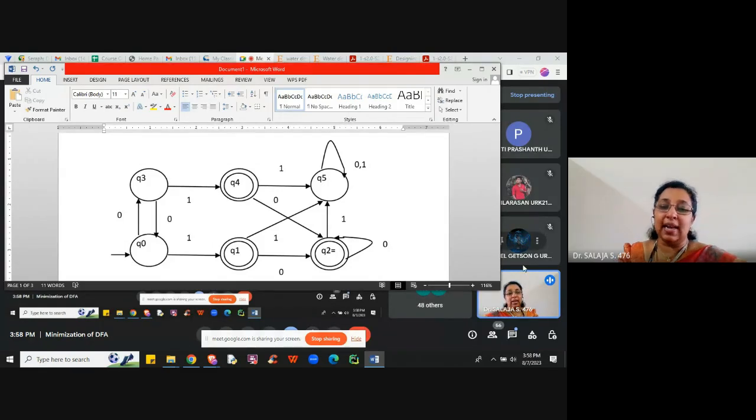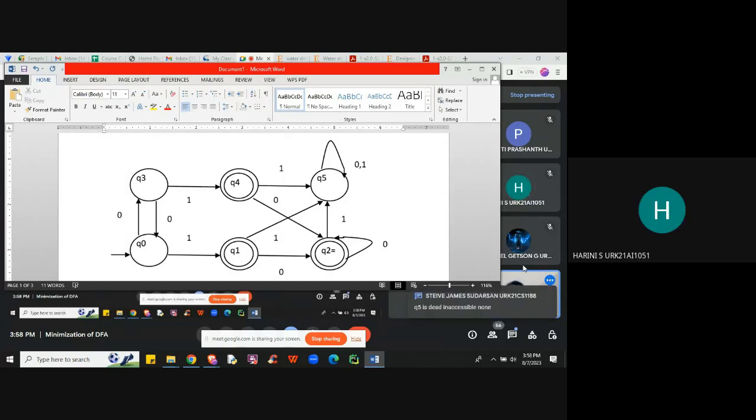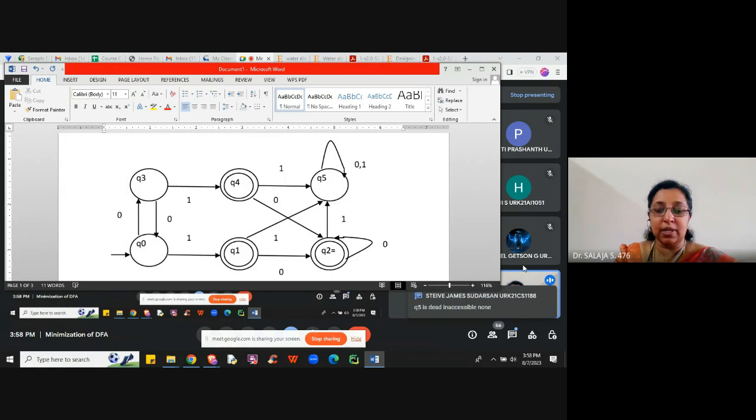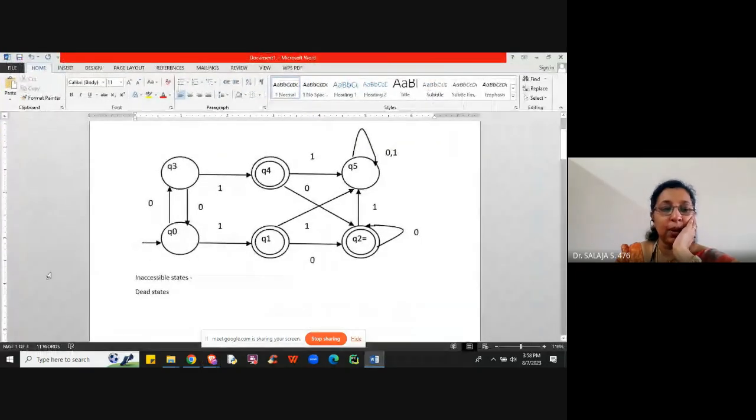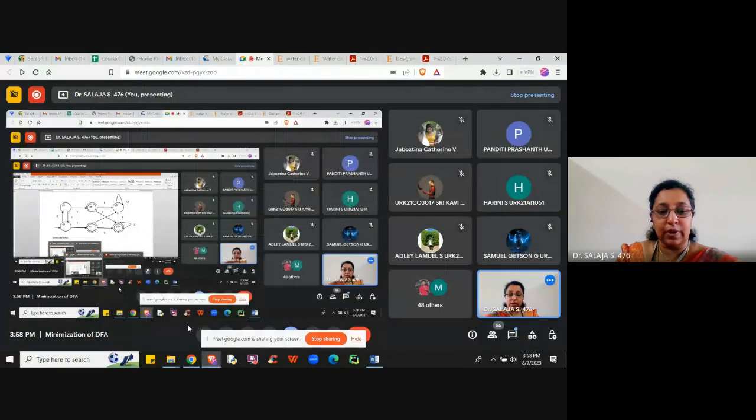Okay, I'll give you the last option. Is Q5 inaccessible or a dead state? If it is inaccessible, give the answer as 1. If Q5 is a dead state, give the answer as 2. It's not an inaccessible state; the state is a dead state. Okay, Q5 is a dead state.